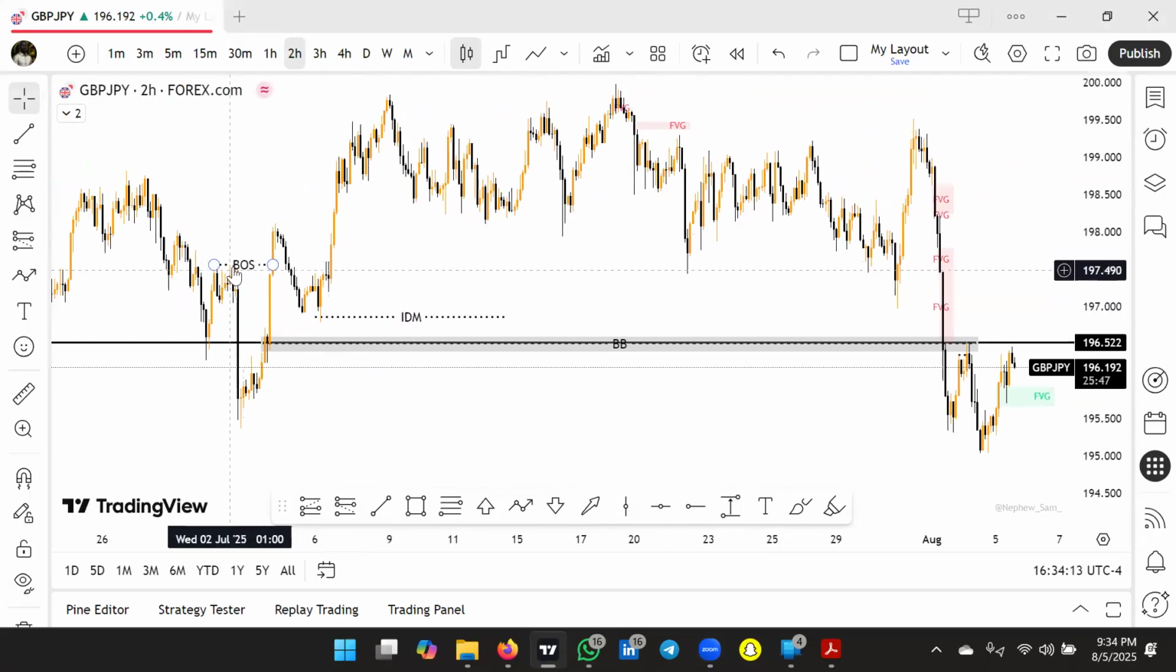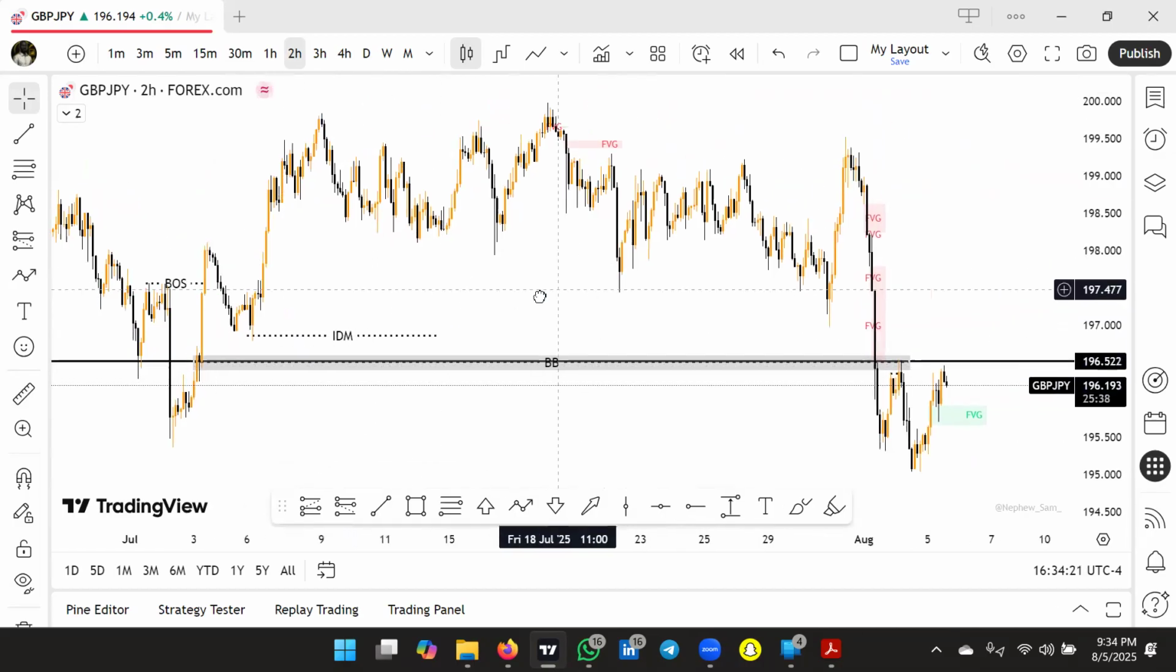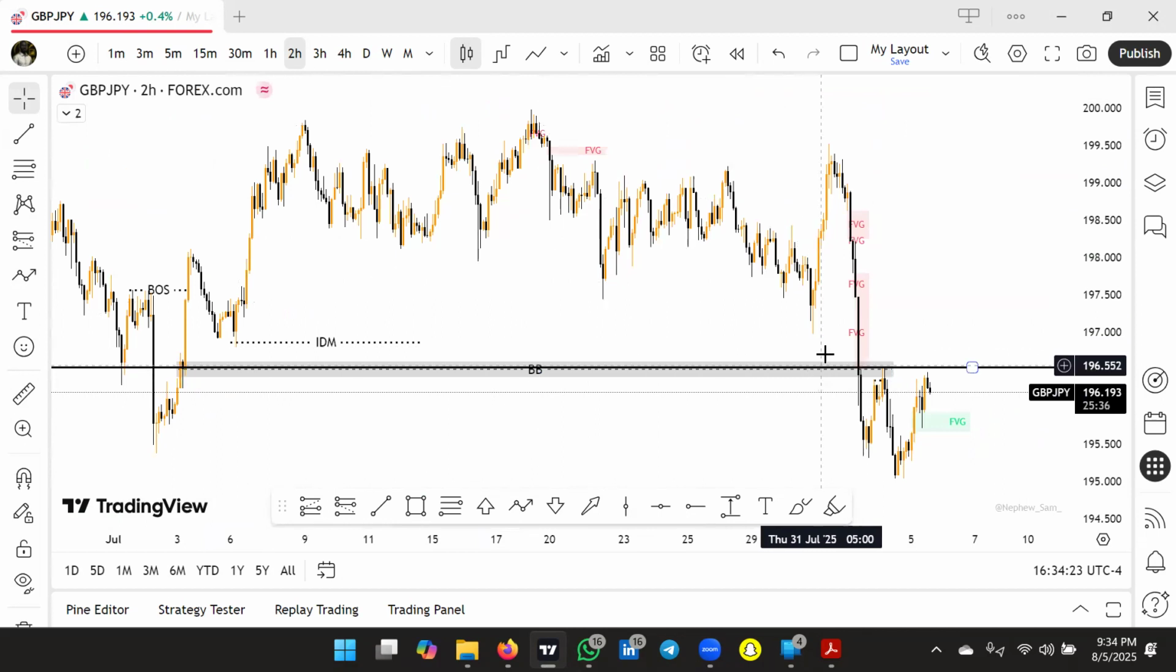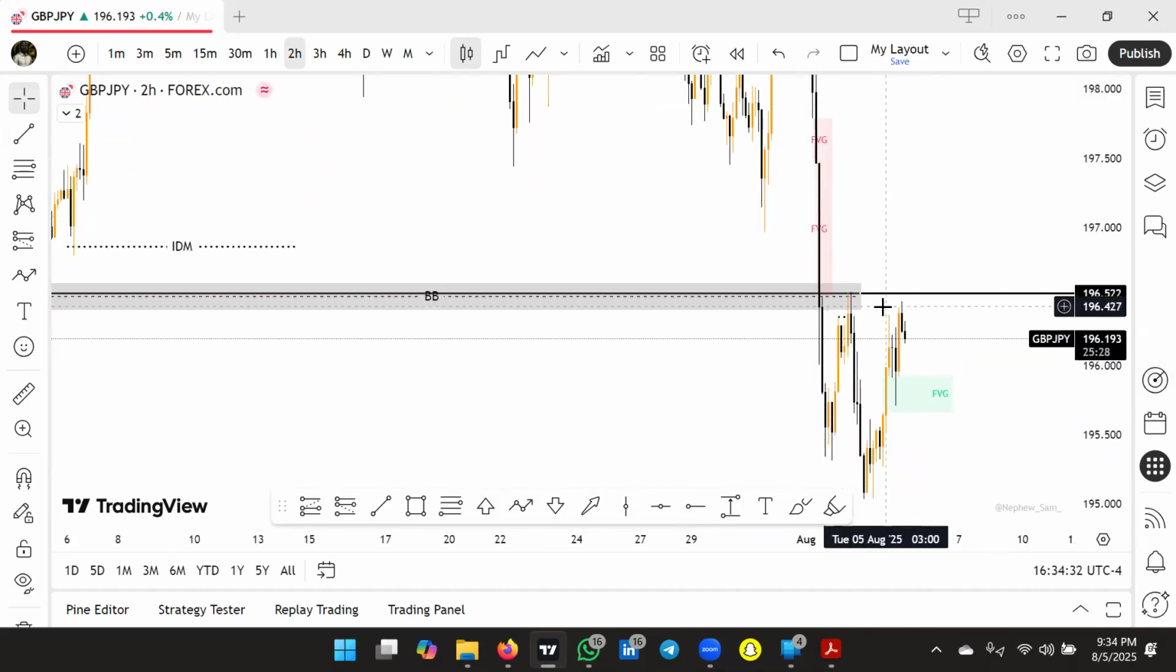You can see the market gave us a break of structure here, and then the first pullback. I said the first pullback is your engagement zone, and then we are anticipating to buy from this zone. And what do you see the market did? The market was supposed to come back to this zone and continue to buy after ranging for a while. It broke below it aggressively and gave us an inducement.